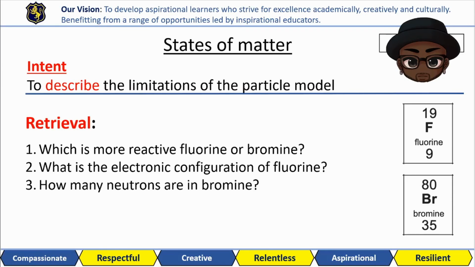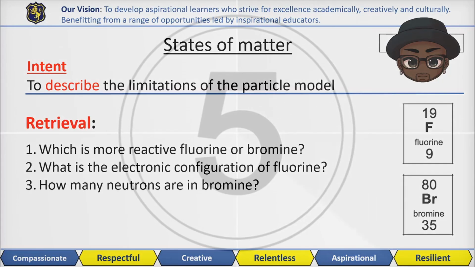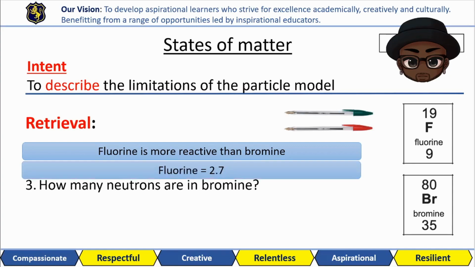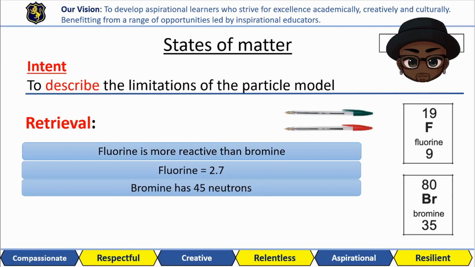Here are the retrieval questions for this lesson. You know what to do. Fluorine is more reactive than bromine. The electronic structure of fluorine is 2,7 and bromine has 45 neutrons.